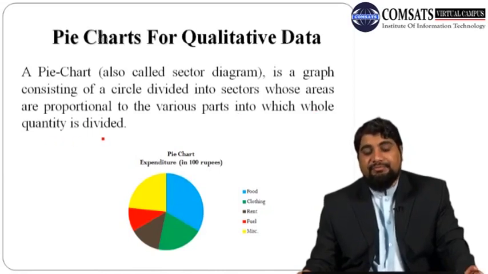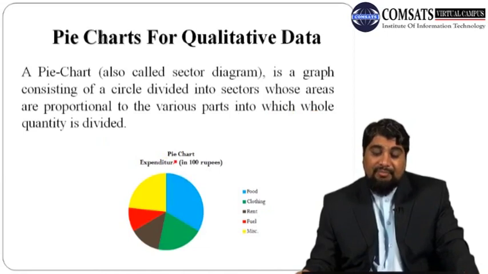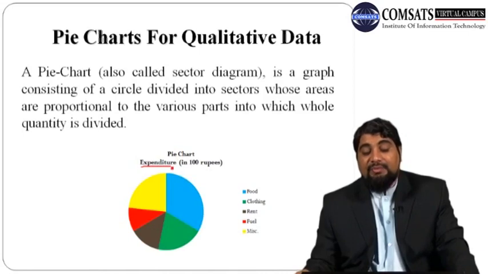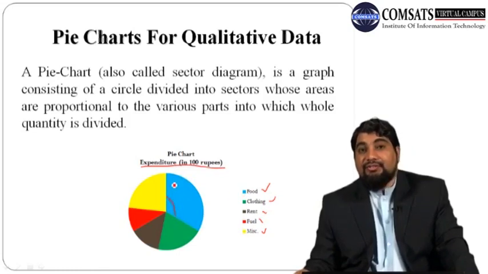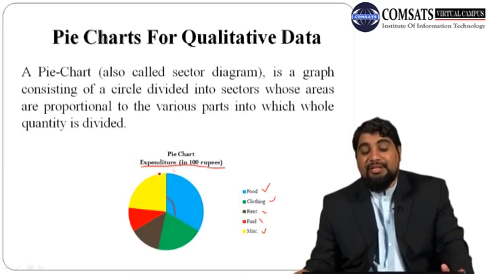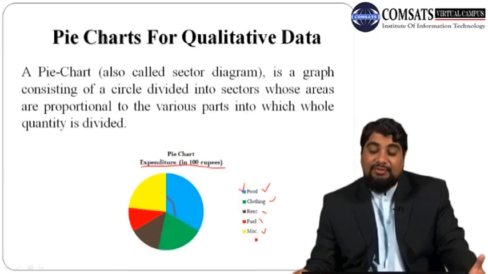So here is a pie chart which is constructed for the data on expenditure in 100 rupees on different items. So for food, for clothing, for rent, for fuel and for miscellaneous items. From this pie chart you can see that this blue color represents food. So this blue color is showing the major portion. So we can see that the expenditure for food is the highest as compared to all the 4 categories.